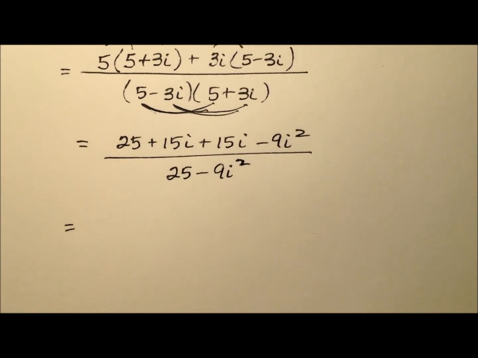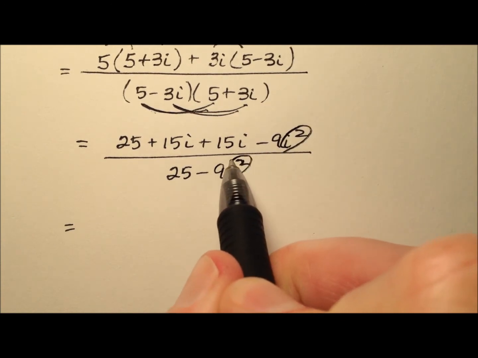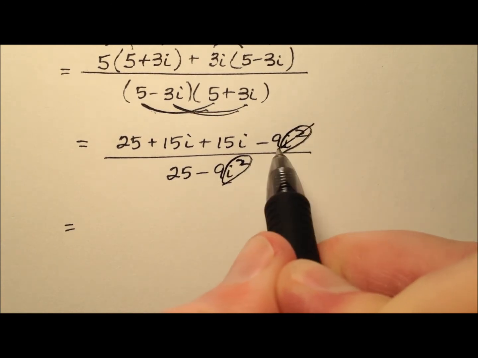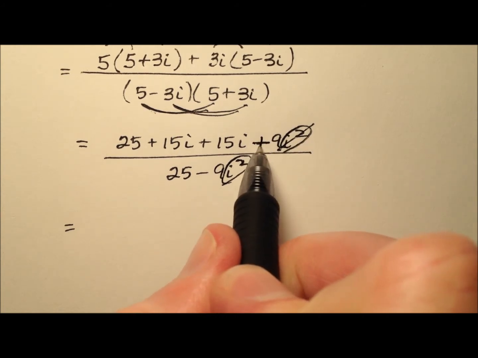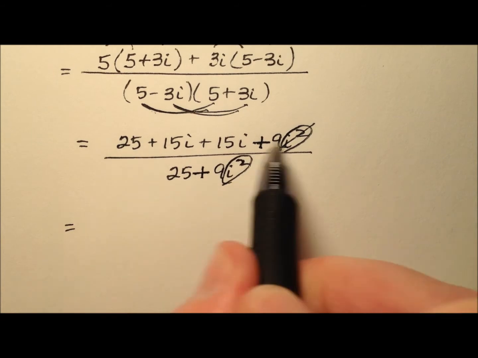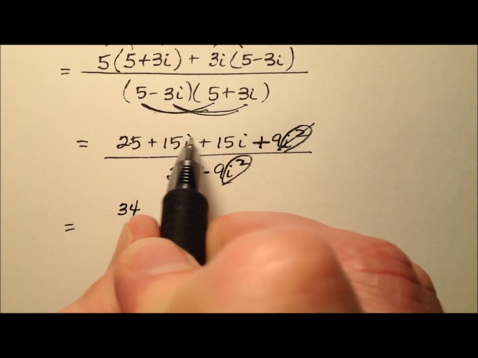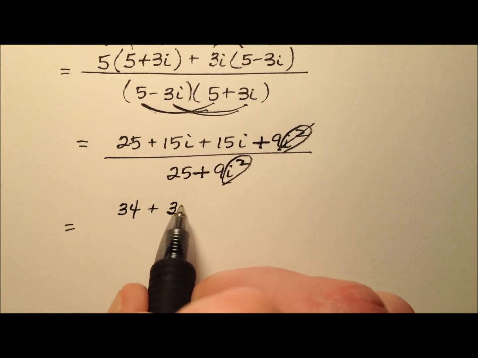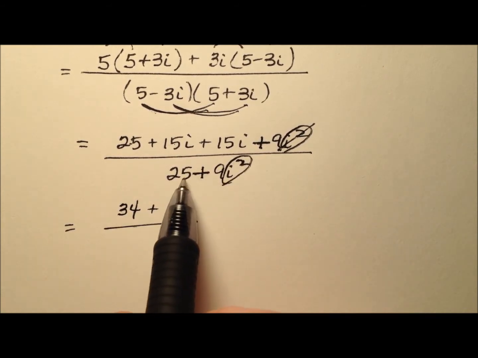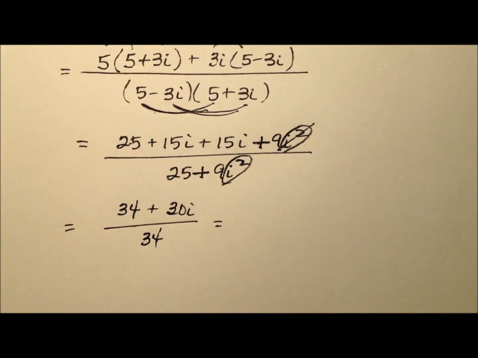Well, okay. The i squared here and here are both just negative ones. So it'll change the subtraction to a positive and the subtraction to a positive there. So in the numerator, 25 plus 9 is 34. And 15i and 15i make 30i, all over 25 plus 9, which is that 34.